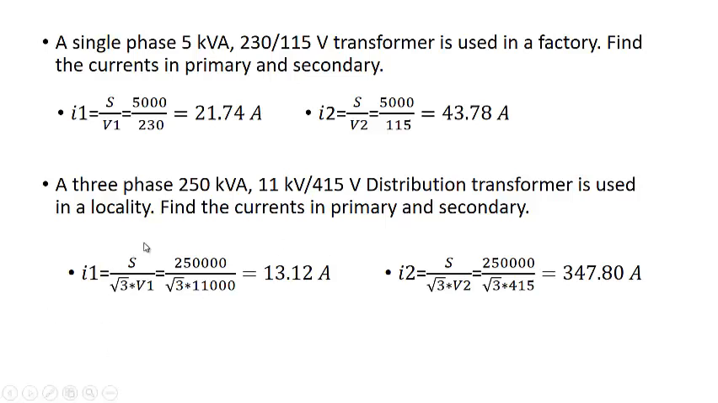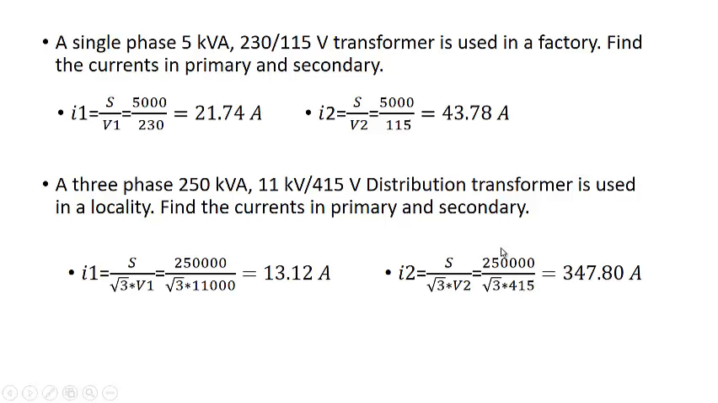So the primary current will be equal to 250 kVA, that's 250 into 1000, that is 250,000, divided by root 3 from the formula, and V1 is 1100. This is the line voltage. So it comes out to be 13.12 amperes. I2 will be equal to the same S, that is apparent power, divided by root 3 V2, where V2 is 415 volt. It comes out to be 347.8 amperes.